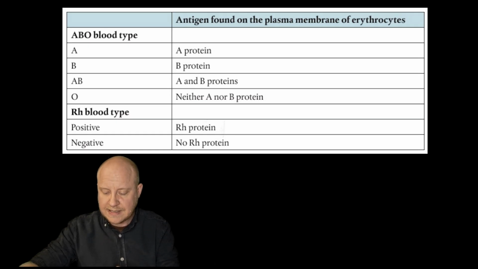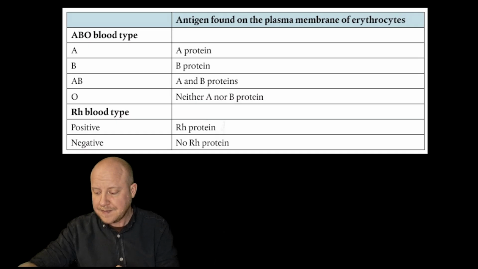A person with blood type AB positive can receive blood from anyone because they already have all three antigens. A person with blood type O negative can only receive blood from someone who also has blood type O negative because they have none of the three antigens on their erythrocytes.